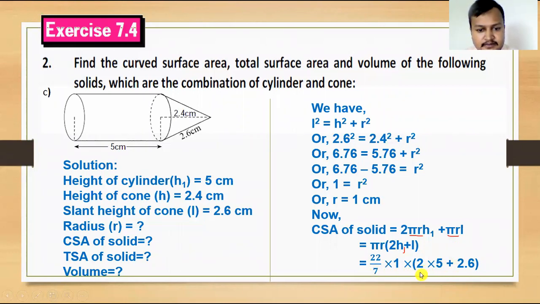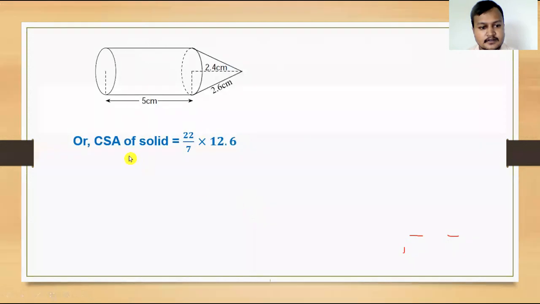Find its final value. After dividing it, 12.6 into 1 into 22 divided by 7. What will you get? 39.6. Okay, it is 39.6 square centimeter. This is the curved surface area of the solid which is given to us.